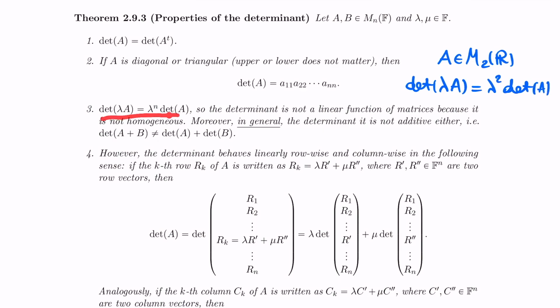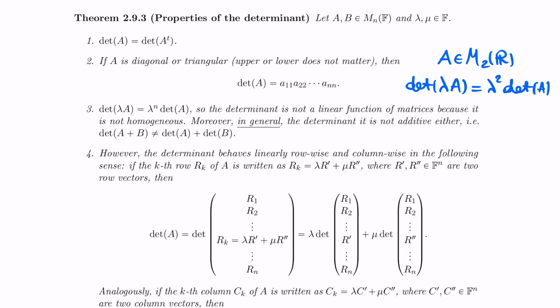This property tells us that the determinant is not a linear function of matrices because it is not homogeneous. Remember that homogeneity means that we can take off this coefficient without any exponent.